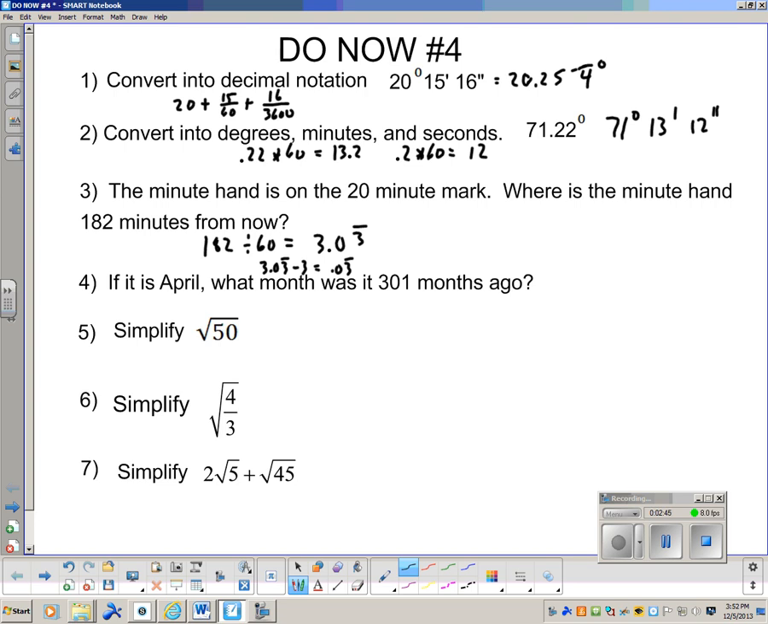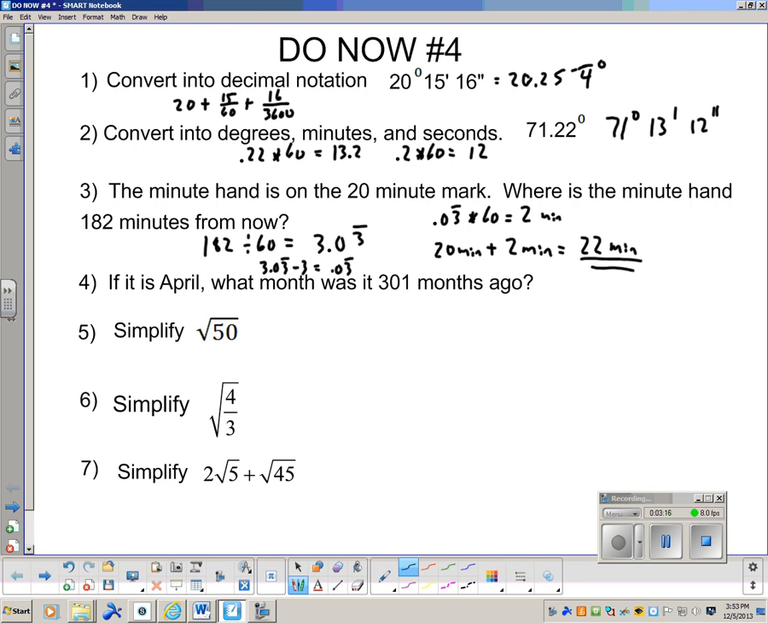And then I want to put that back into minutes instead of a part of the hour. So I can go ahead and multiply that by 60, and I'm getting 2. So the minute hand is on the 20-minute mark. Where is it 182 minutes from now? I can take 20 minutes plus 2, and I'm at the 22-minute mark.